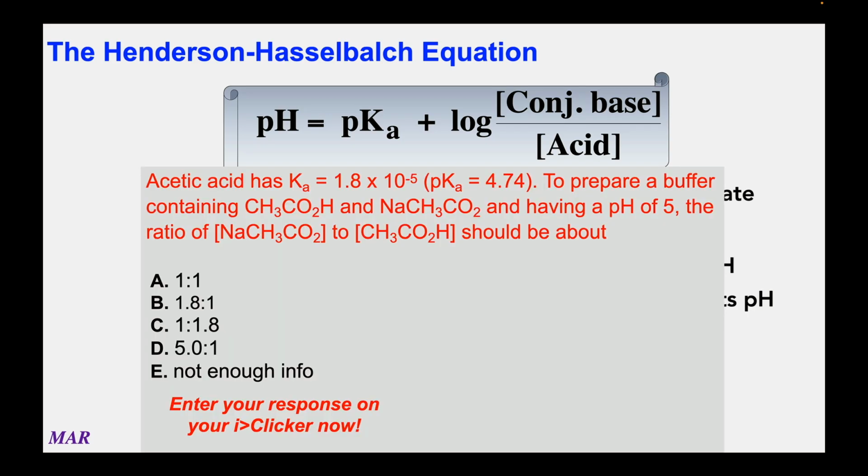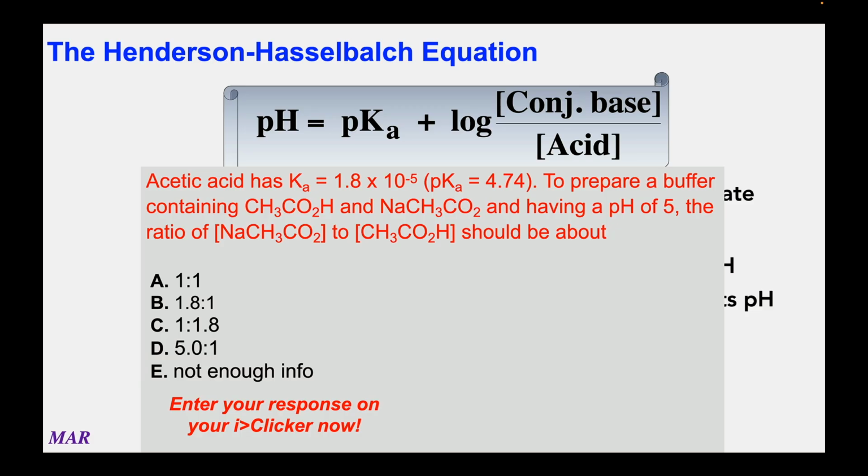Here's an example. We have acetic acid with a Ka value. Now, pKa equals minus log of Ka. So minus log 1.8 times 10 to the minus 5, 4.74. So that's where the pK value comes from. So we're going to prepare a buffer. It's got acetic acid and sodium acetate. Again, acetic acid is the acid, sodium acetate is the base. It's going to have a pH of 5. So what ratio of base to acid do we want?